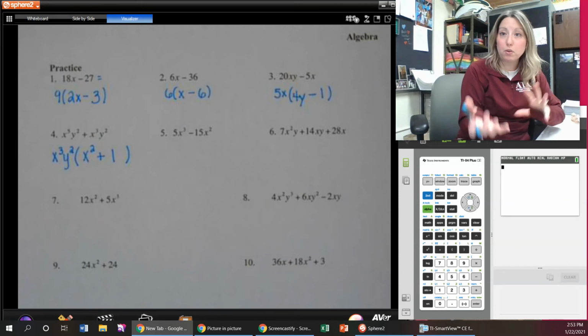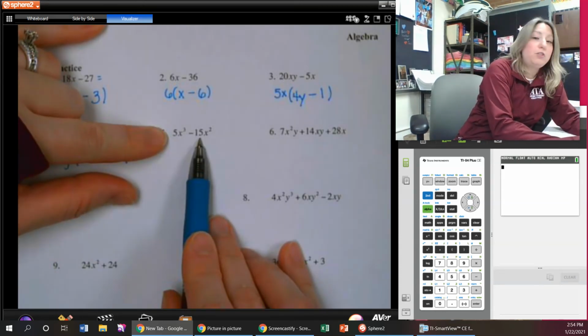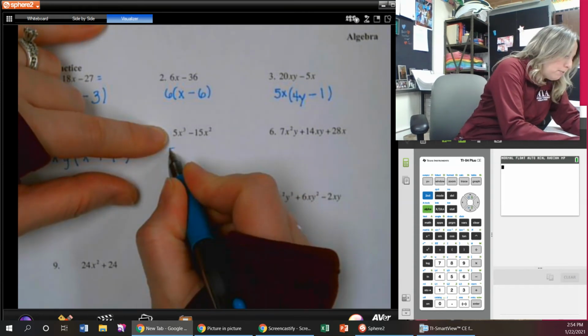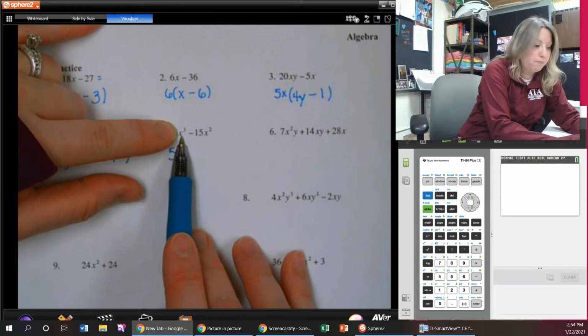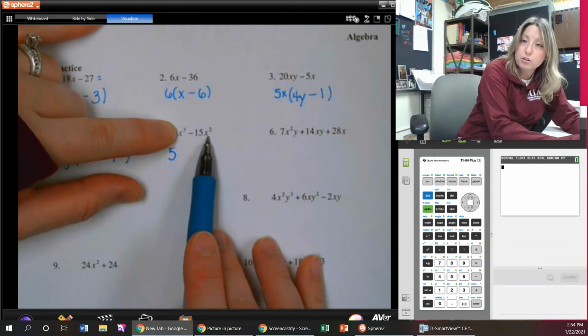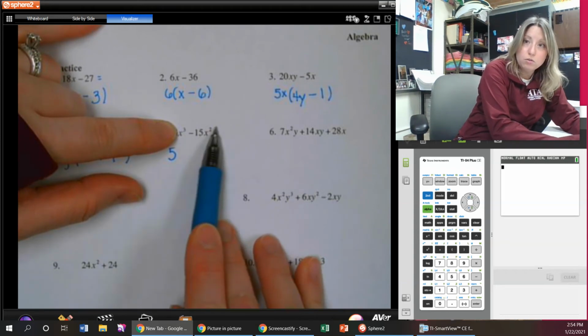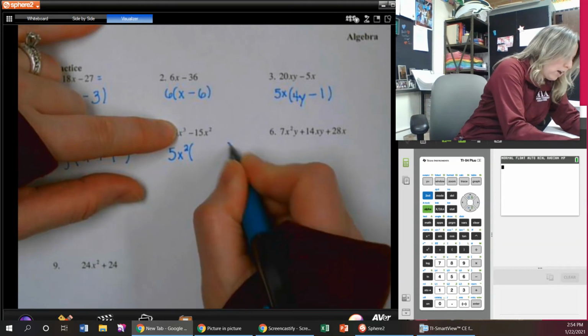Here's another place where that can work, right? Let's think about it. 5x cubed minus 15x squared. 5 and 15 are both evenly divisible by 5. What's the most number of x's I can pull here? 3. What's the most number of x's I can pull here? 2. So what's the total most number I can pull? 2. It's the lowest present exponent. That's the most number I can pull out of both.